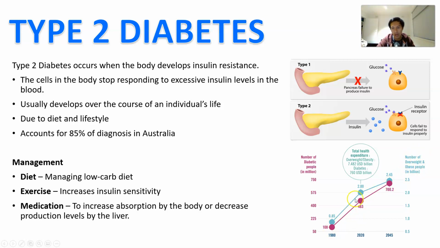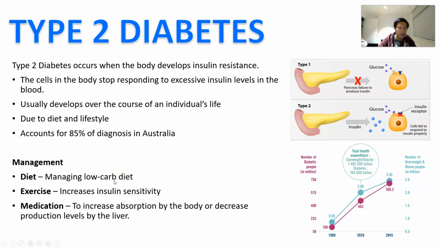So there's a strong correlation between type 2 diabetes and obesity, giving you an idea how much of an impact diet and lifestyle has on onset diabetes. How do you manage it? Well, you can manage it by decreasing the amount of carb you eat in your diet.